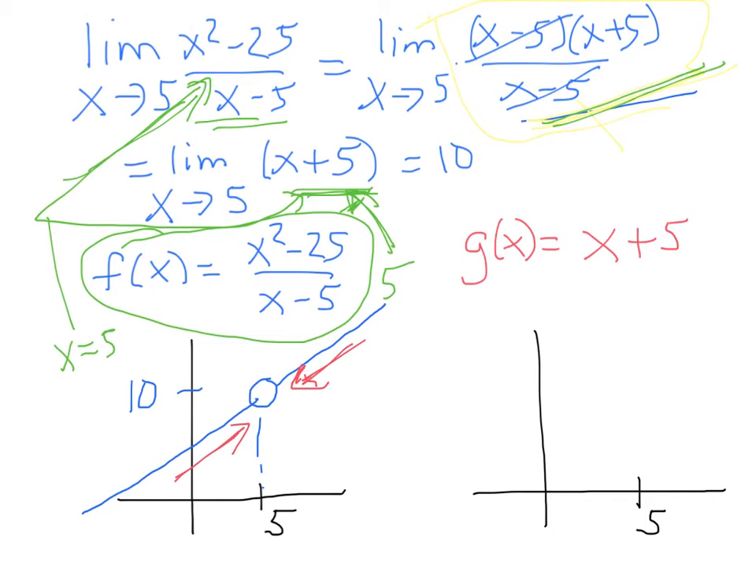So the only difference between this function, our (x squared minus 25) divided by (x minus 5), and our g of x function, x plus 5, is that x plus 5 is a linear function, and I can put every x value into a linear function, and I would fill in the hole that the other function f of x could not have.